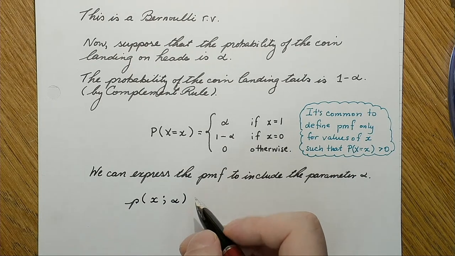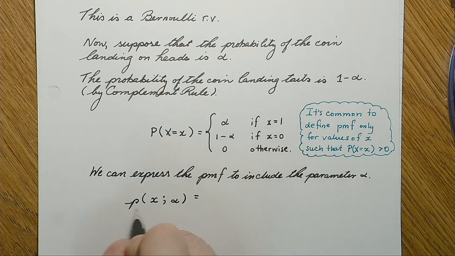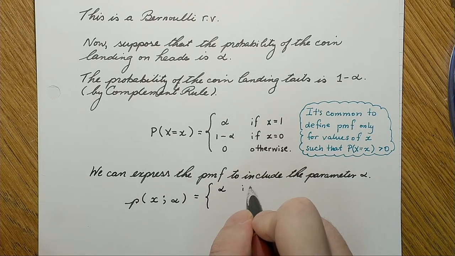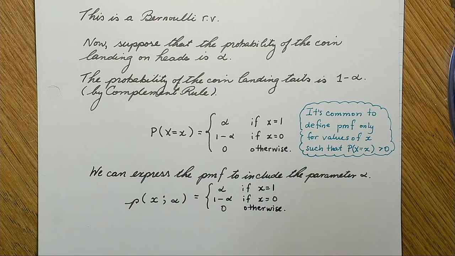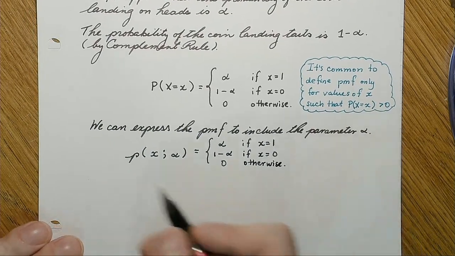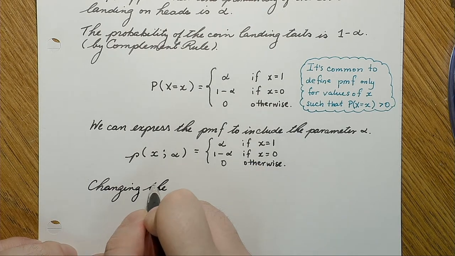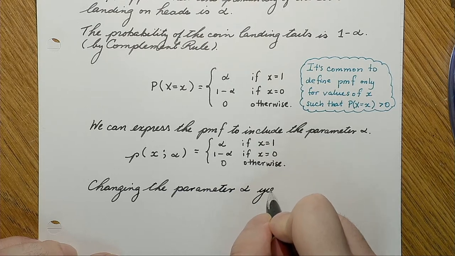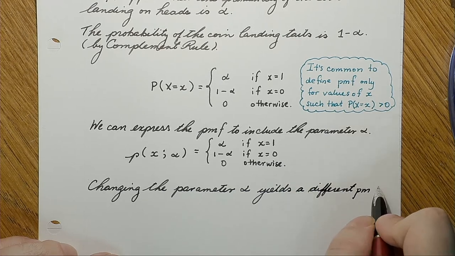So what they would say is, we'll use p, x, they use a semicolon, and then alpha. So if you were trying to calculate then the probability mass function for a particular value of x, you need also that value of alpha. So again, we'll just copy out the above. And zero otherwise. So changing the parameter alpha will yield a different probability mass function.